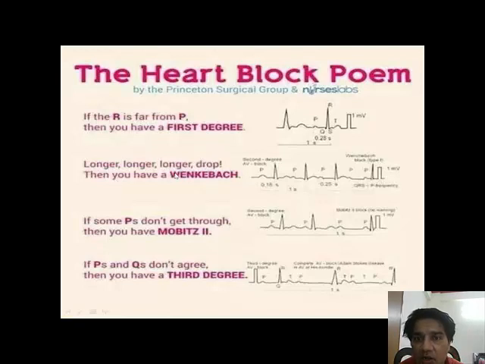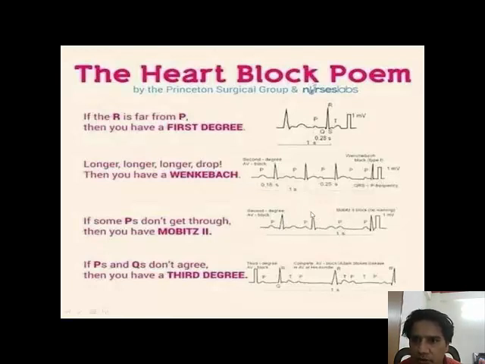So when R is far from P, you have first degree. Then longer, longer, drop, then you have Wenckebach. This is also called Mobitz type 1. So you see the PR gets long, and then a drop. This P doesn't conduct at all. Right? If some P's don't get through, then you have Mobitz type 2. So here there is no PR prolongation, but suddenly the beat drops.